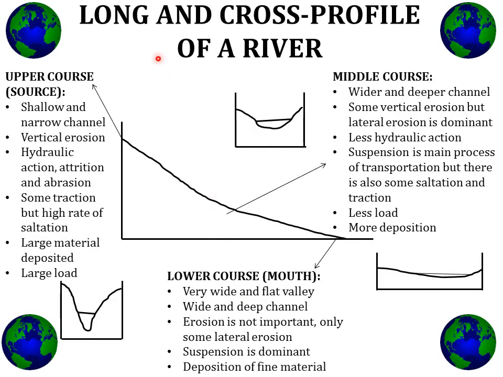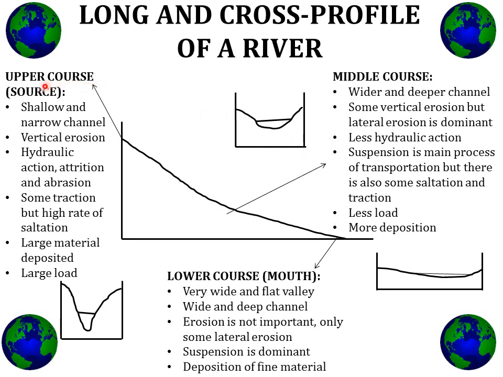Now, firstly, it's the long and cross profile of a river. So this is the long profile of the river, which shows how the steepness of a river valley changes throughout the course. And the cross profile is these little diagrams to show the width and the depth of the river.